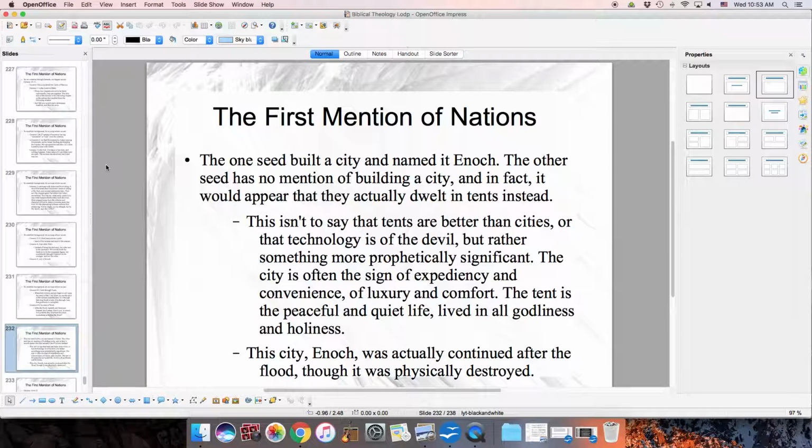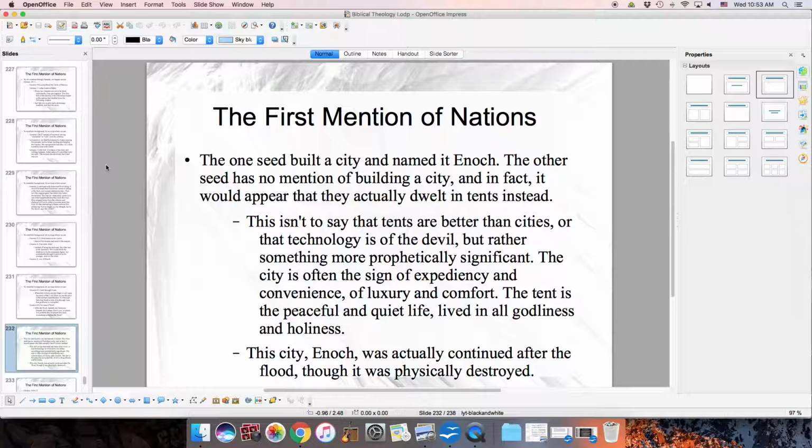So again, to recap, we have the one seed built a city and named it Enoch. The other has no mention of building a city. And in fact, it would appear that they actually dwelt in tents instead. Oftentimes you have the patriarchs dwelling in tents. Esau and Jacob. Jacob dwelt in the tents, but Esau was the hunter.